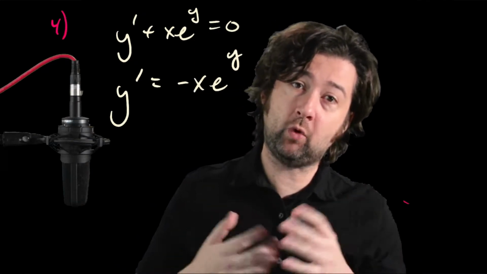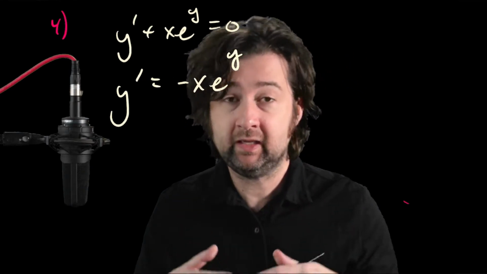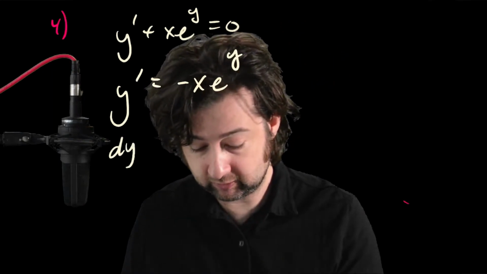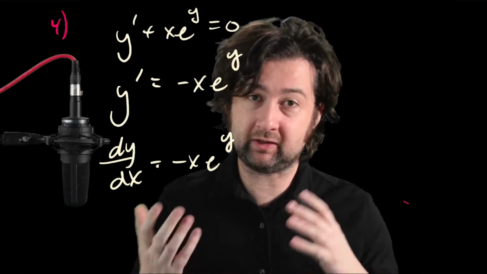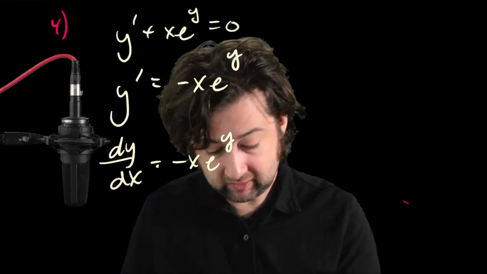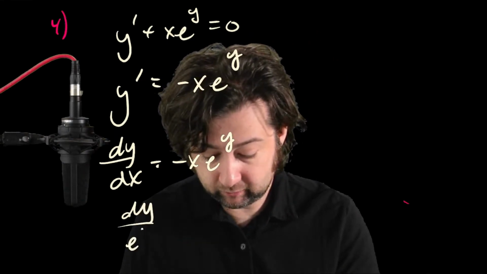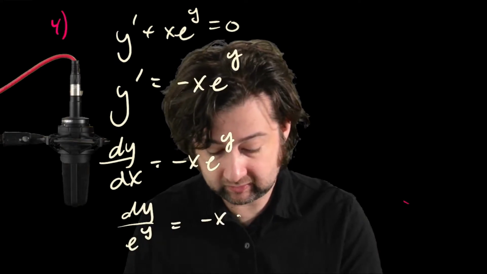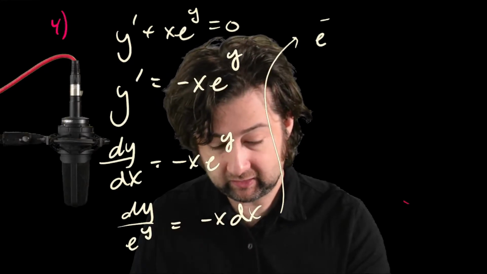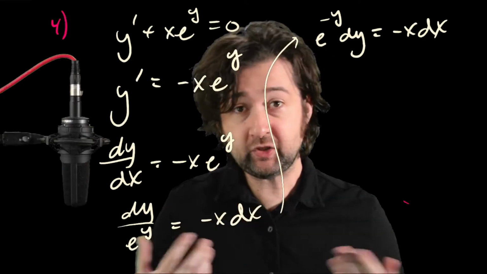Now, most people feel more comfortable working with these. Instead of working in the Newton notation y prime, it's easier to see what's going on if you rewrite that as dy dx in Leibniz notation. Now what we need to do is to sort the x's and the y's out to the sides they belong on. So I can see that if I divide both sides by e to the y, I'll get dy over e to the y is equal to minus x dx. And that could be usefully rewritten as e to the minus y dy is equal to minus x dx. At this point, you're ready to go.